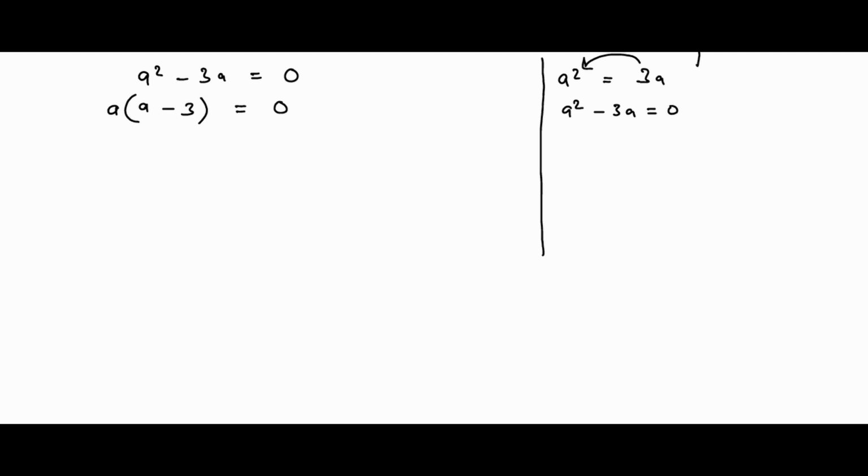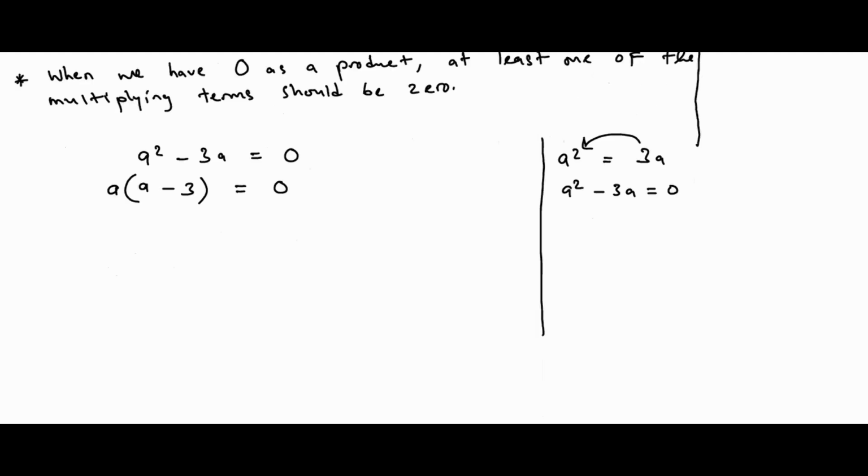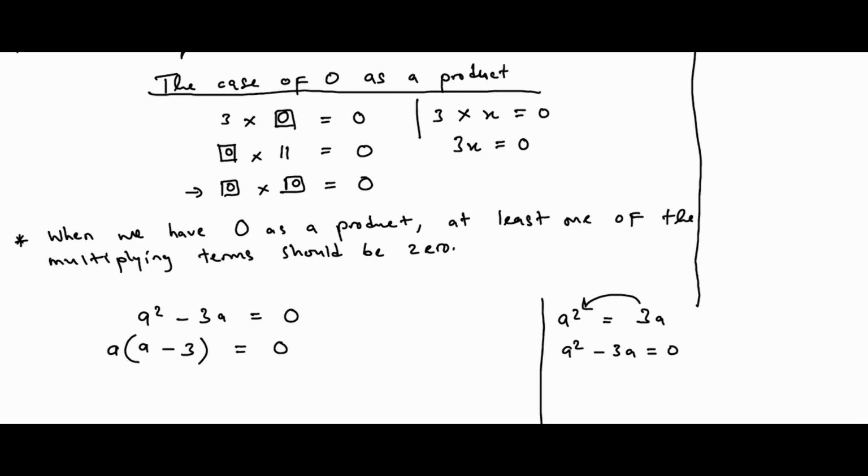Saka we have just factorized normally. a squared minus 3a is equals to 0. Ikava a bracket a minus 3 is equal to 0. That being said, let us look at this. Tadaro, we want to go back to what we learned about the case of 0 as a product. We said whenever we have two terms multiplying and the product is 0, it means one of the terms should be equal to 0. Saka maaplyiro atinoita zvinhu izvi ndeaya.